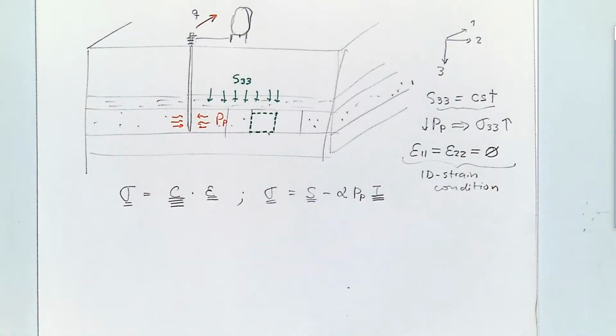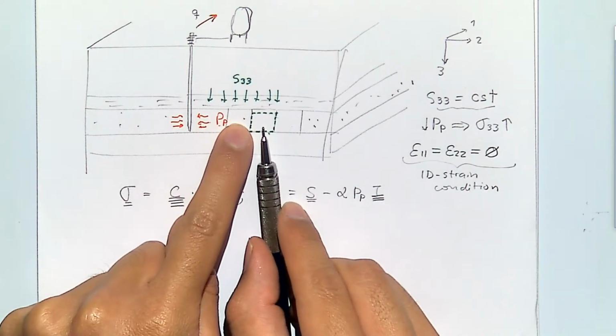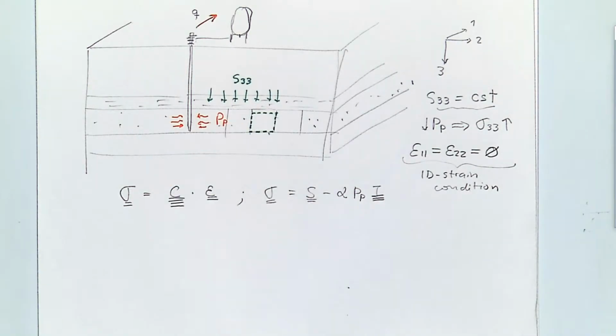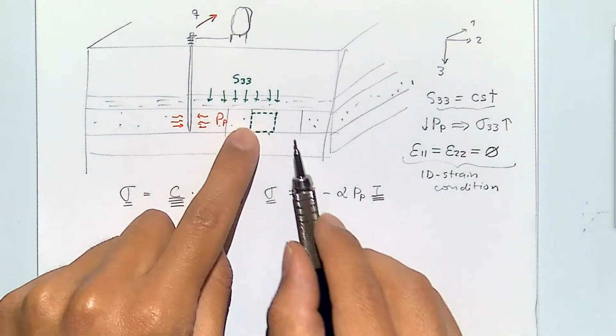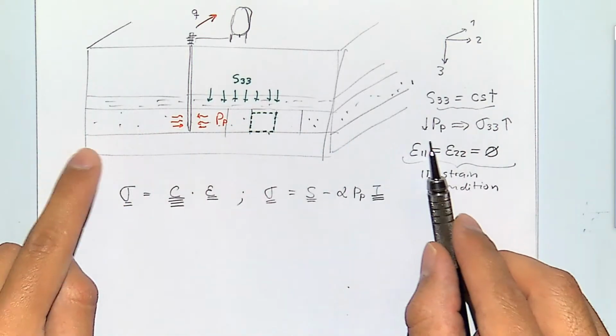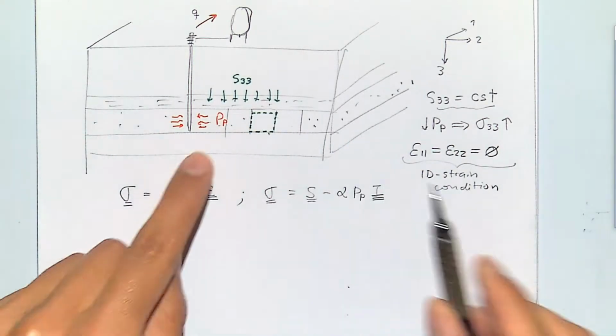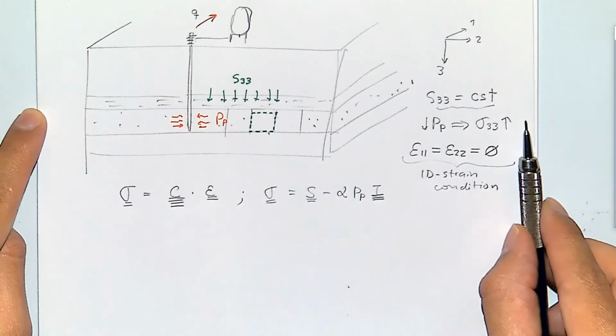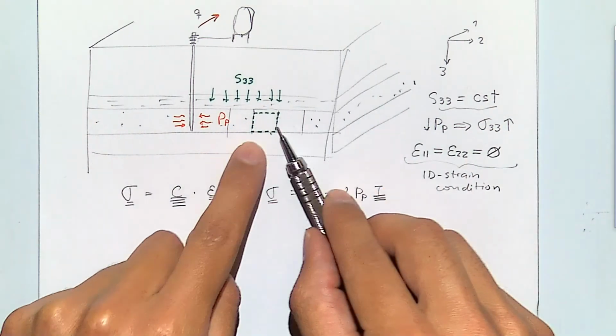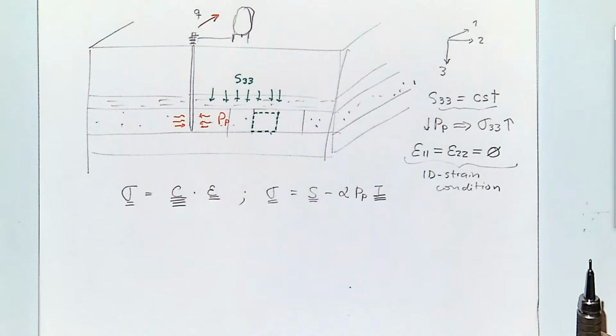And you know, the rock in the subsurface is like that. There is no space to expand. Everything is locked. And why? Because there is more rock around that. And particularly in this example, we're assuming this is infinitely long in this direction, infinitely long in direction 1. So it's a very packed space.